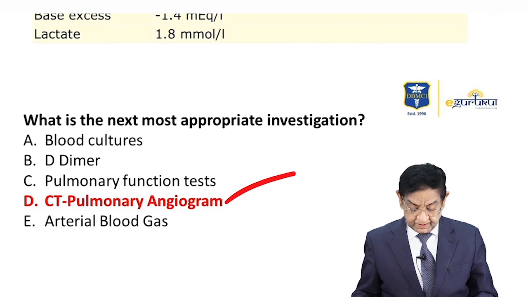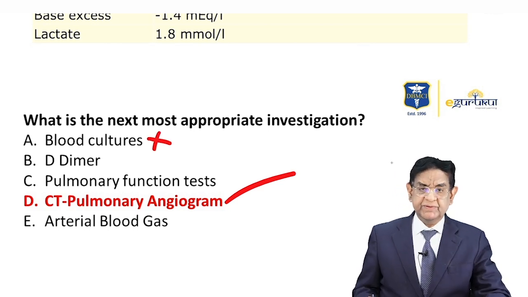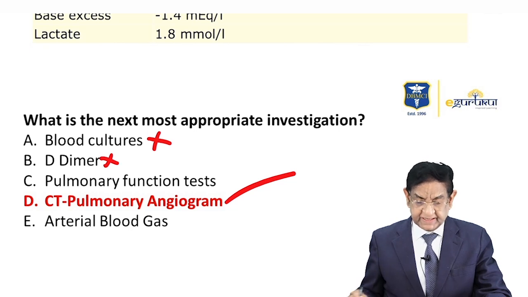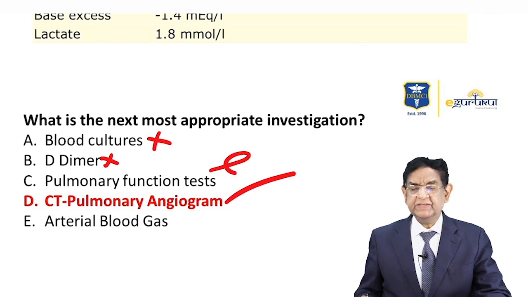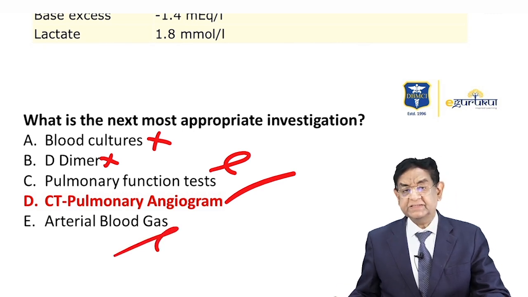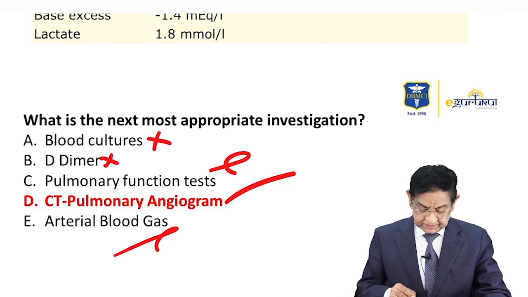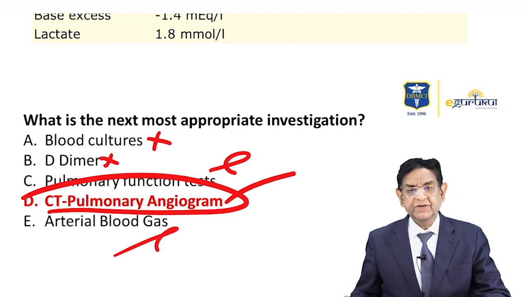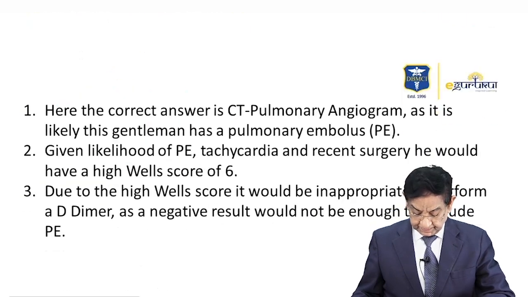Blood culture will be useful only in case of pneumonias. D-dimer we will use only when we are suspecting and the Wells score is less than 4. Pulmonary function test has no special role to play, and arterial blood gas is just suggestive, not diagnostic of pulmonary embolism. This is going to give you a diagnosis whether the patient has pulmonary embolism or not.